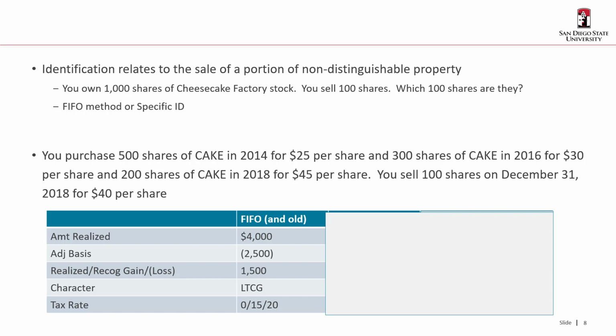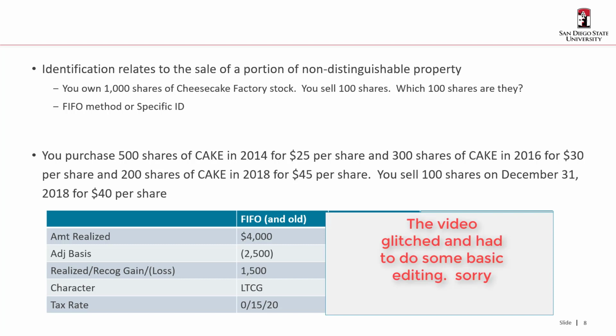So let's walk through some examples. Let's say you purchased 500 shares of CAKE in 2014 at $25 a share. And then you purchased 300 shares in 2016 at $30 a share. And then lastly, you purchased another 200 shares in 2018 for $45 a share. And you sell 100 shares on December 31st of 2018 for $40 a share. Let's start with the FIFO method, which includes the shares that were purchased in the oldest tranche back in 2014.